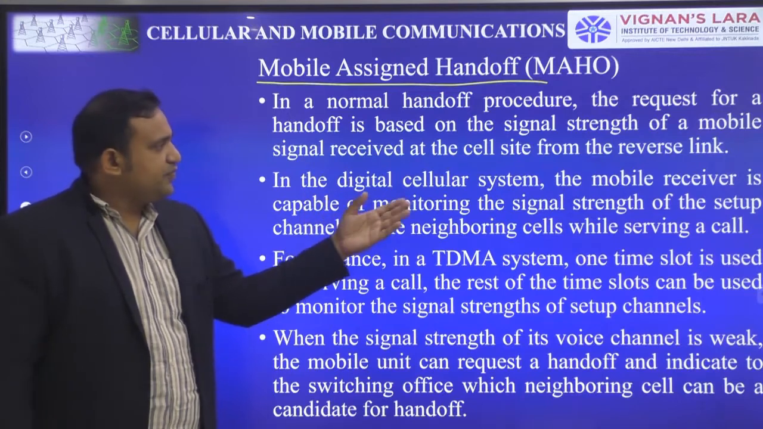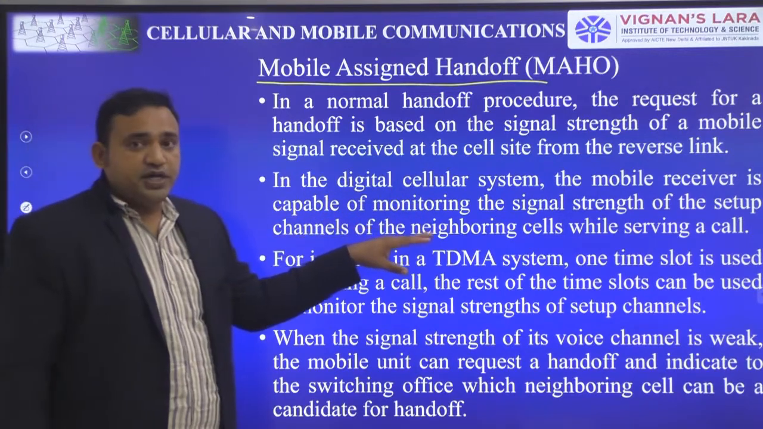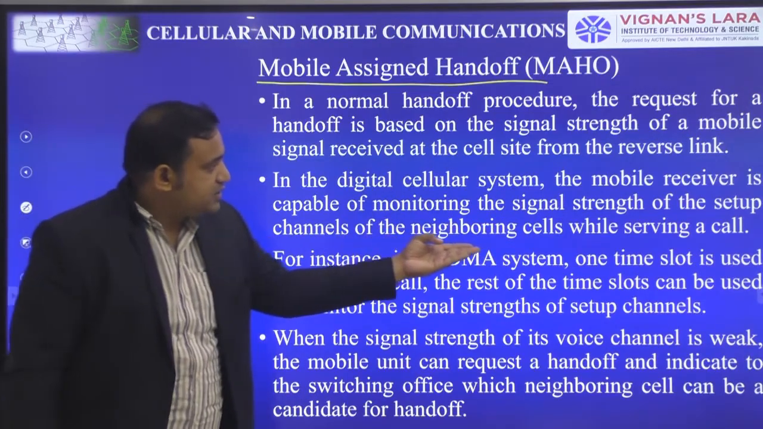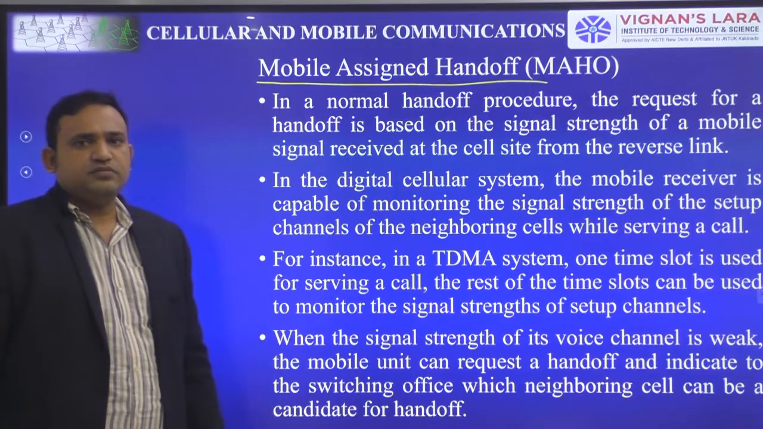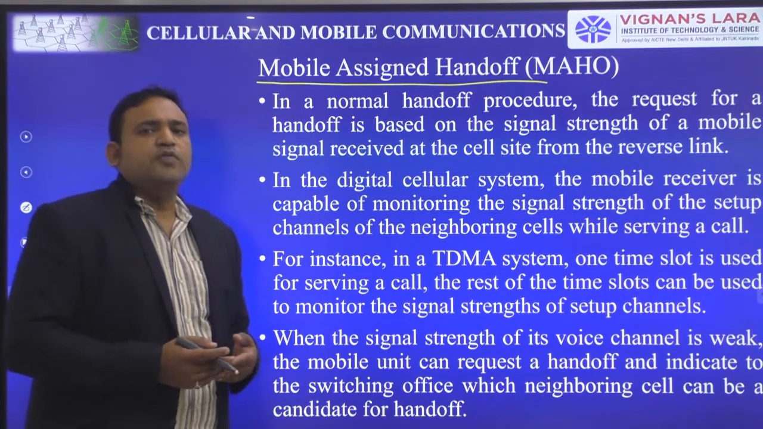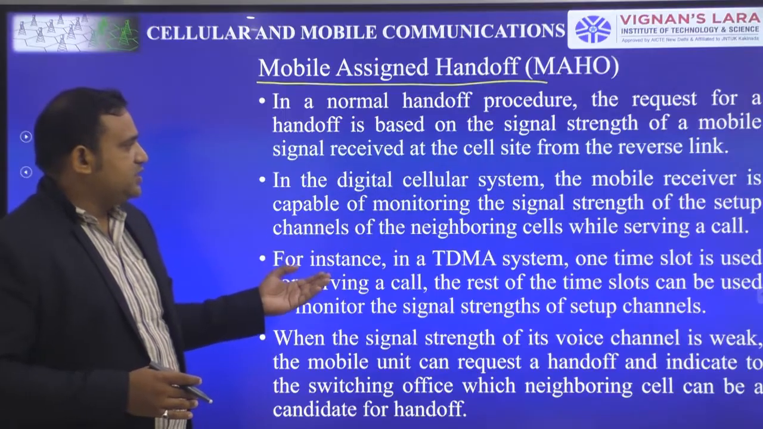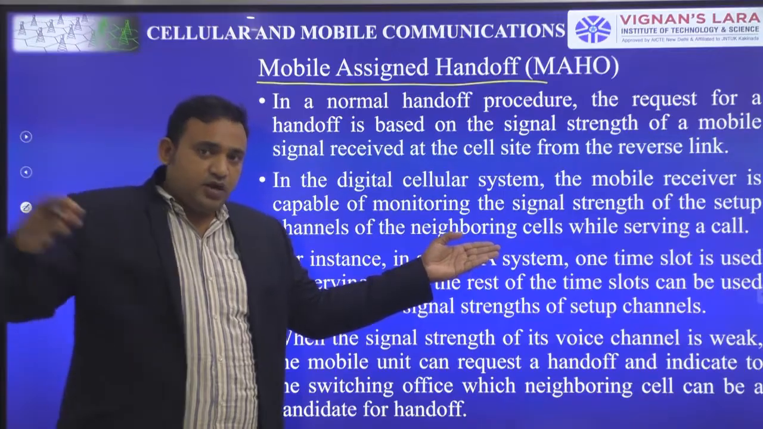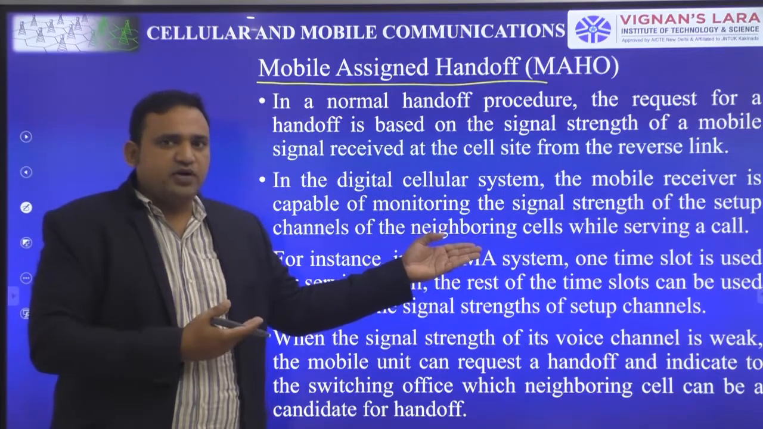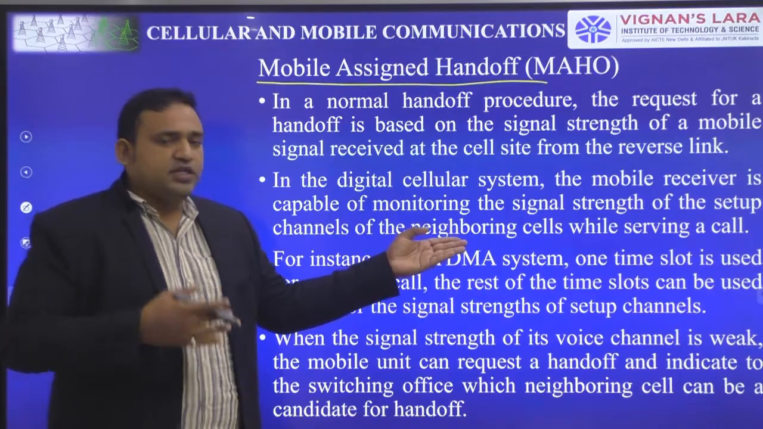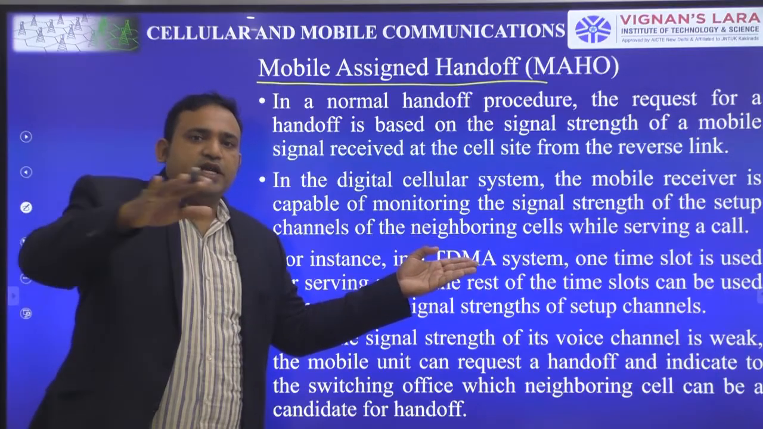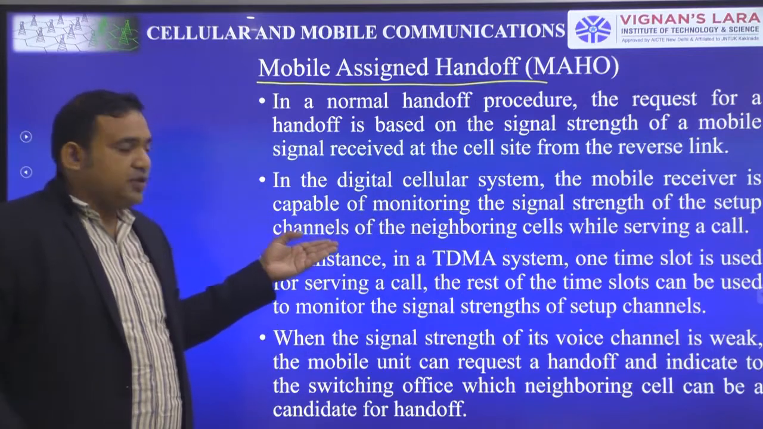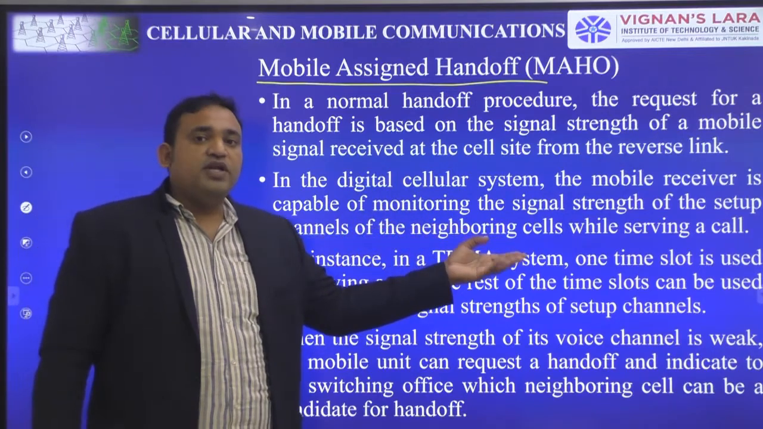But in a digital cellular system, the mobile receiver is capable of monitoring the signal strength of the setup channels of the neighboring cells while serving a call, not only this cell but also the neighboring cells. We have already discussed this point in the previous topic, that the mobile unit monitors the signal strength of the other base stations.